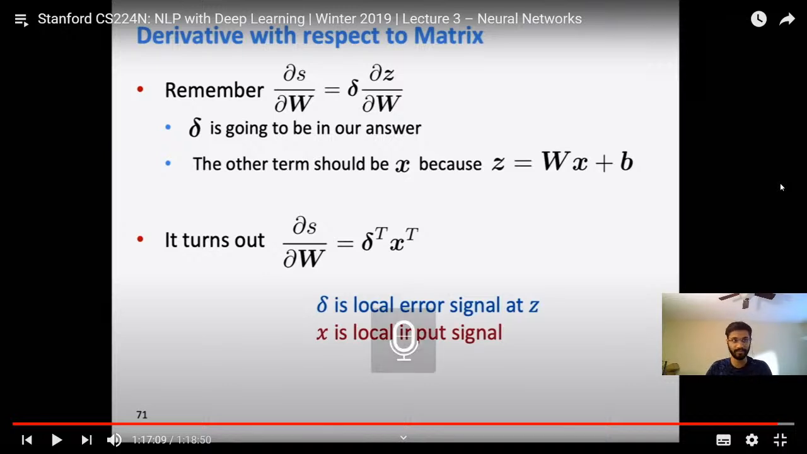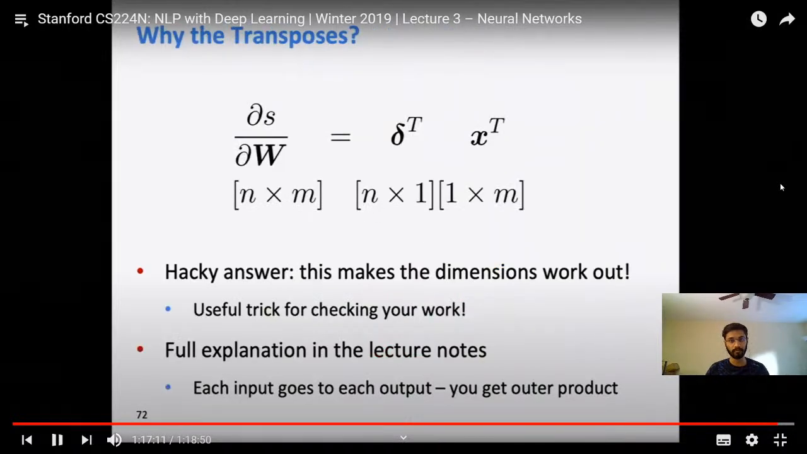The issue is the professor is rushing through these slides, and I don't want to just rush through these, trying to understand as best as I can. The delta is going to be in the answer, that's right. We calculated that. The other term should be x, because C is a function of x. So how does that turn out? And we're working out an outer product by the transposes, n by m. Is that because of the convention?